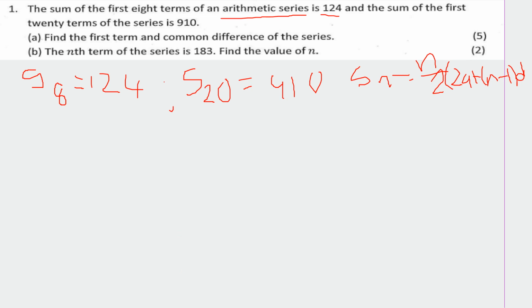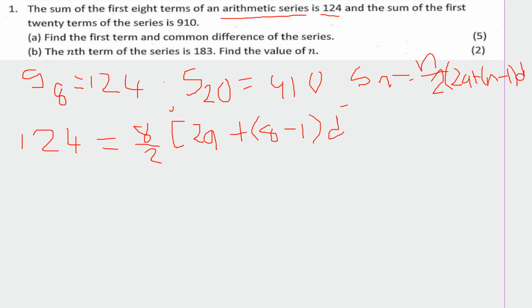So now let's do that. Sn is 124. And we're also going to say equals to, what is the value of n? n is equal to 8, over 2. Then we open the bracket. This is 2a. We don't know a. We are looking for a and d, remember? And then we also have the value of n, which is 8 minus 1. But we also don't know what d is.